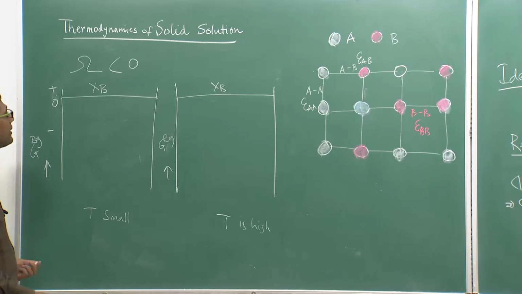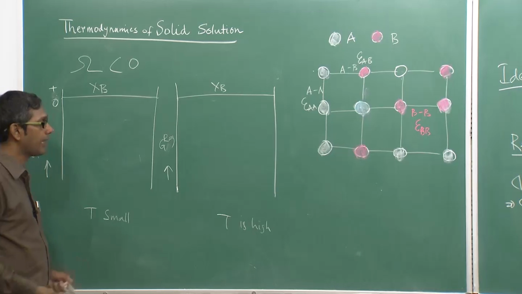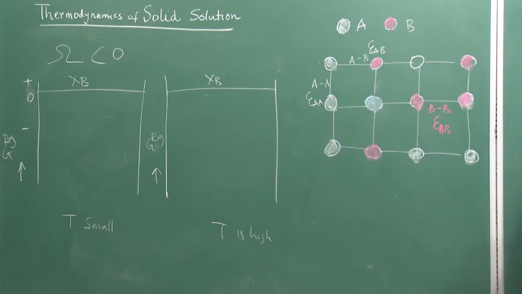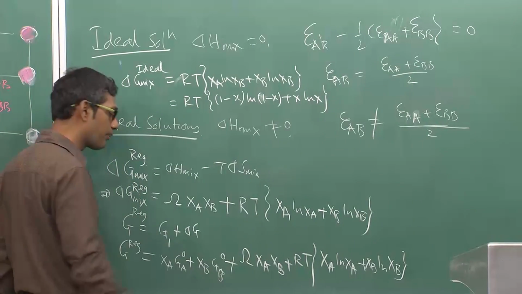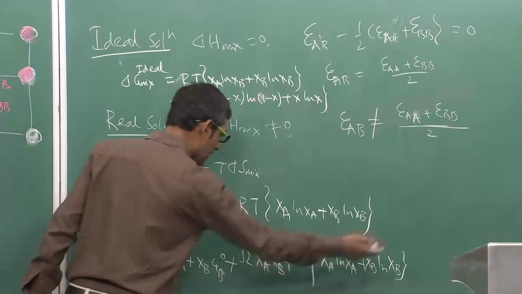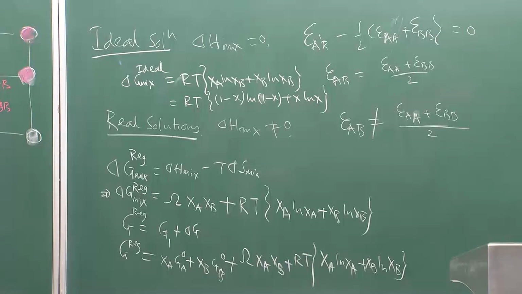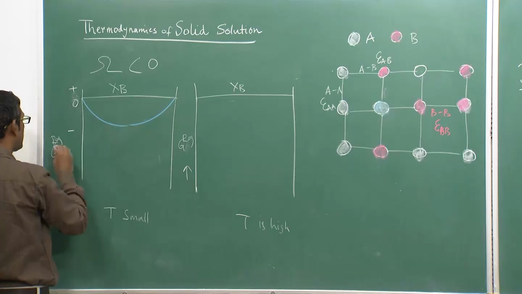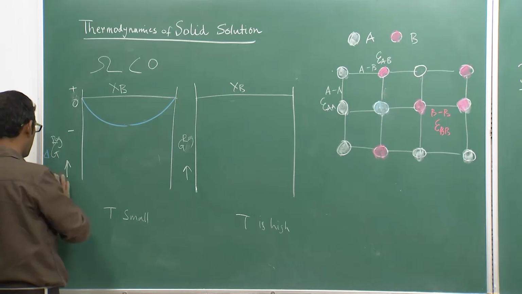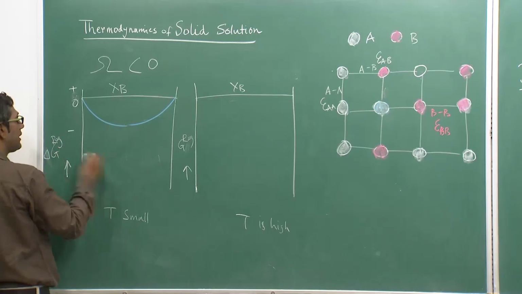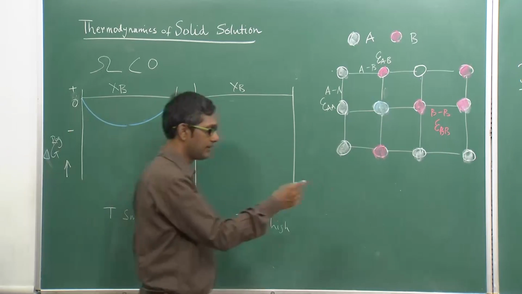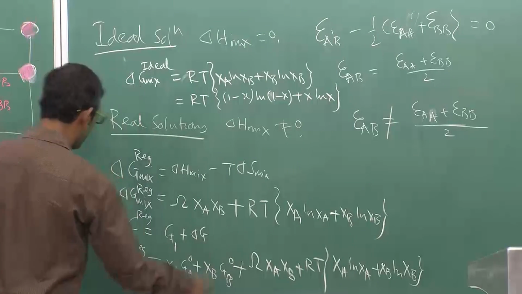I will use different color chalks to help you understand these things. First let us plot. Because sigma is less than 0, this value is negative. Sigma is negative, xA is positive, xB is positive, so this value is negative, and we know that the entropy term is always negative. What will happen? I think it is better we plot delta G mix, then it is easy to follow. Let us change it to delta G, because delta G is the same, the only difference is that a constant term is added.